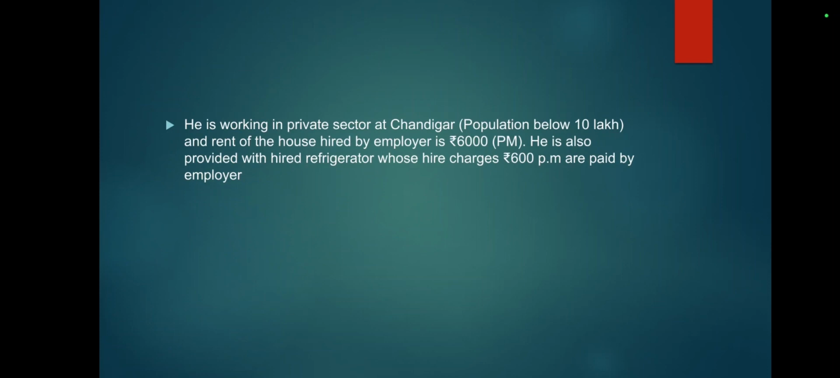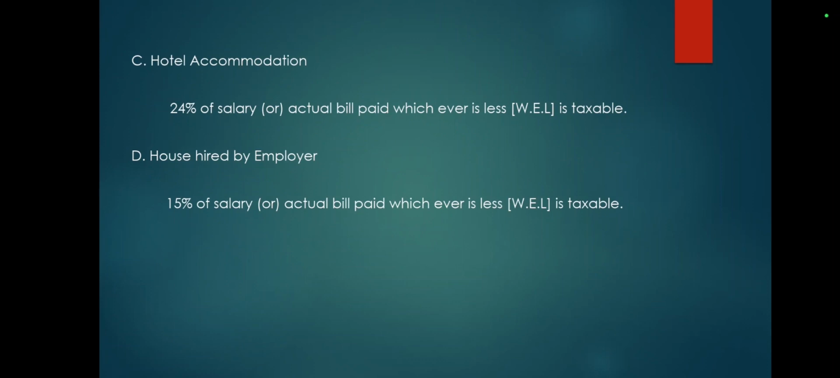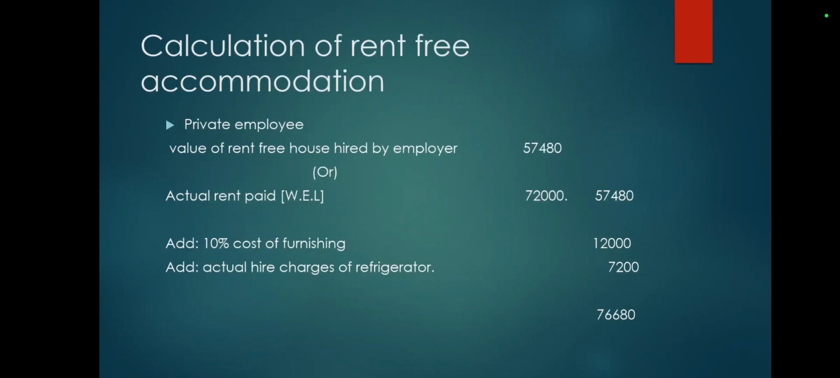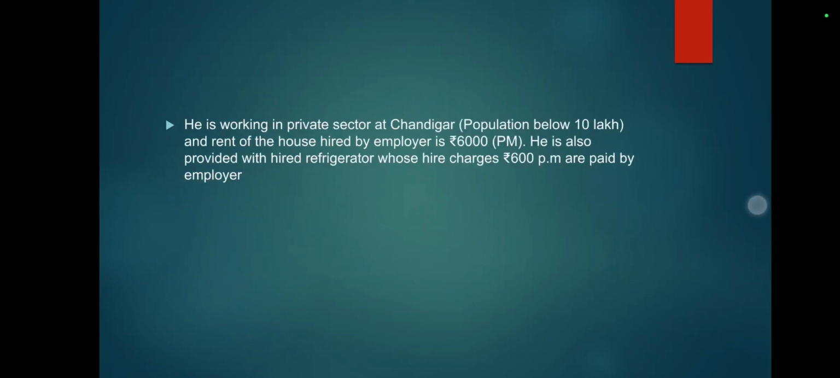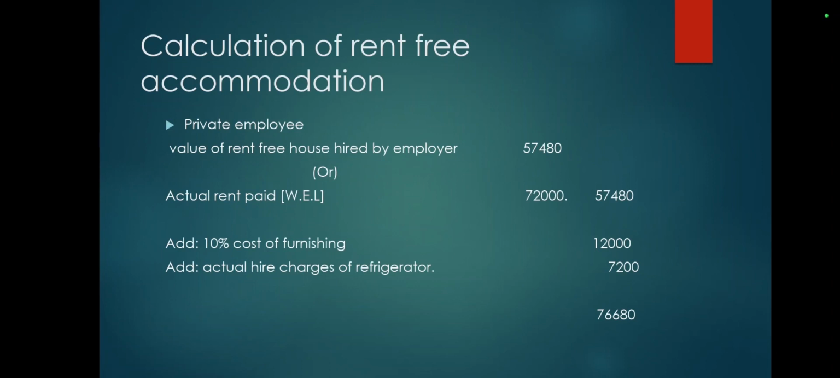In this case, we should not take the population method, because the house is hired by the employer. As we saw before, if the house is hired by the employer, then we take 15% of the salary or the actual bill paid, whichever is less. How to calculate rent-free accommodation for the sum we saw? First we need to add the salary. Salary means 25,000 into 12 plus 5,000 into 12 plus entertainment allowance 600 into 12 plus bonus 16,000. Then we get a value, and in that value we calculate 15%.